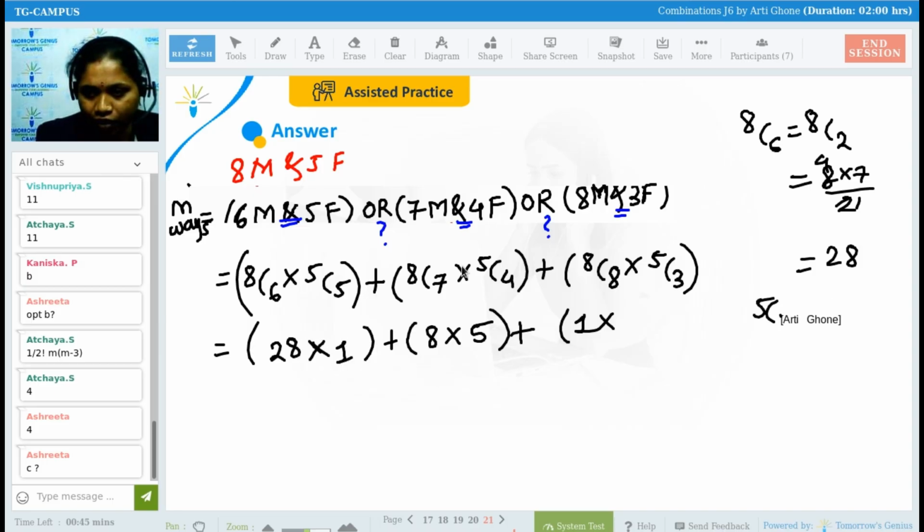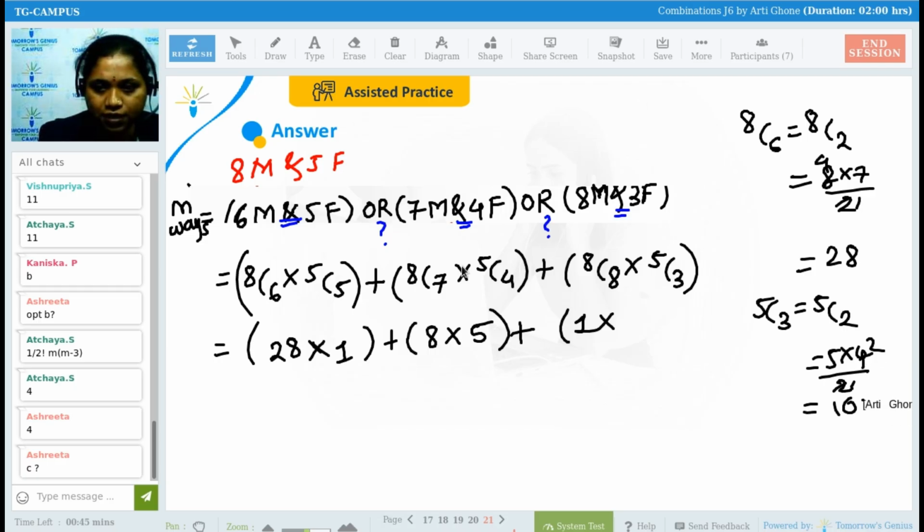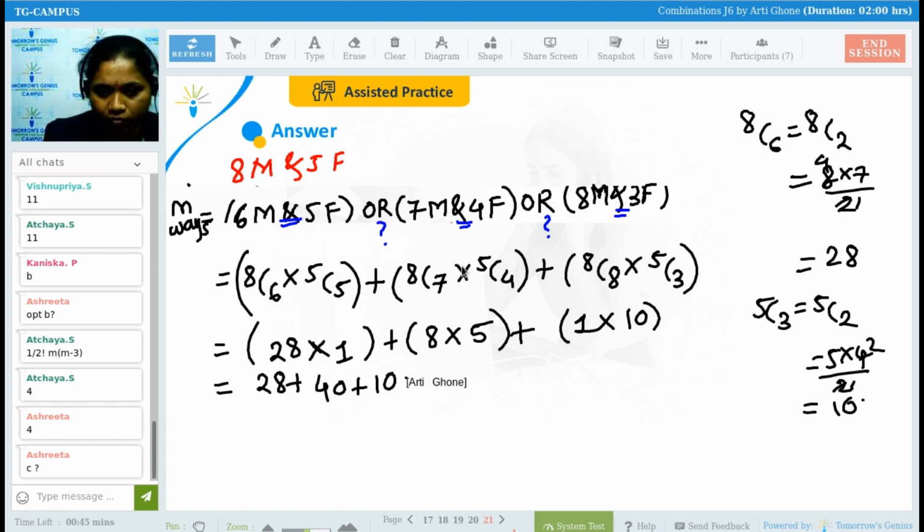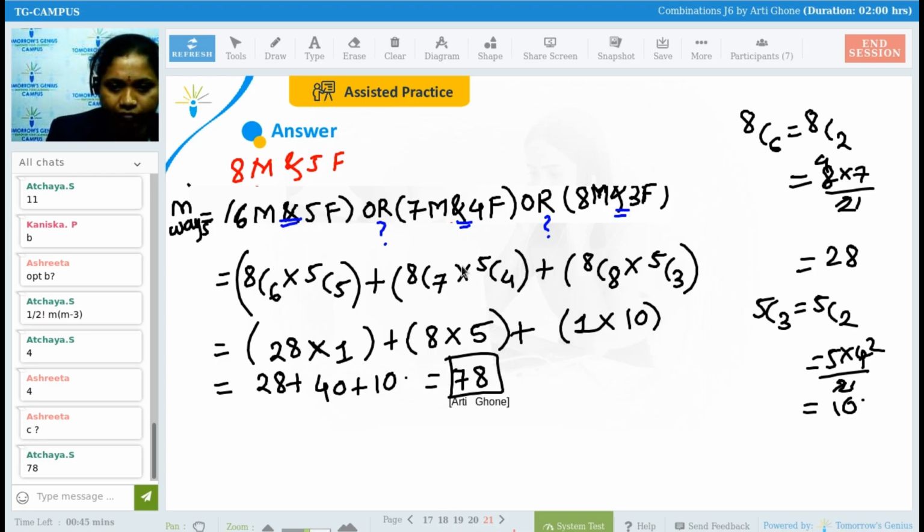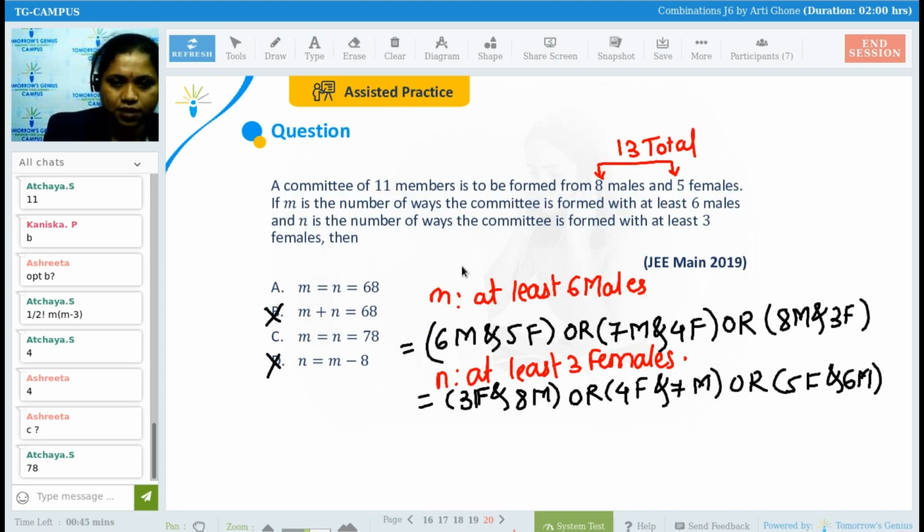And what is left? 5C3 is nothing but 5C2. So it is 5 into 4 upon 2. So it is 10. So what is the total number of ways? 28 plus 50 is nothing but 78. So the answer, m plus n, is equal to 78. Clear?